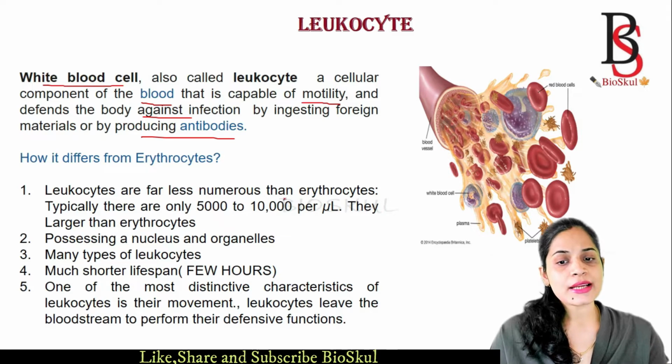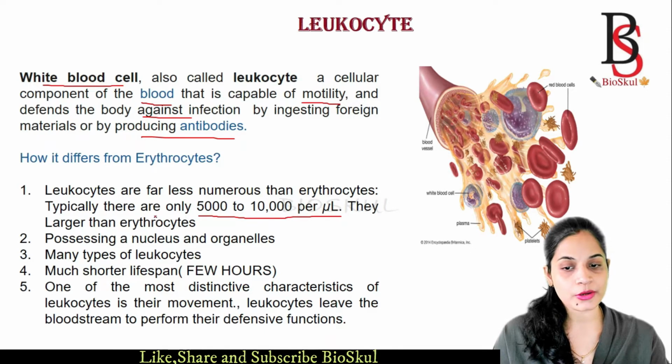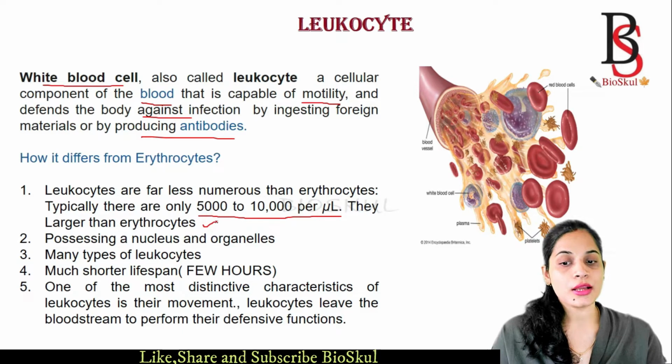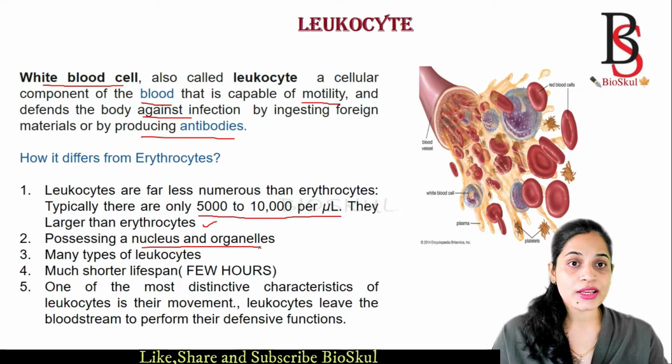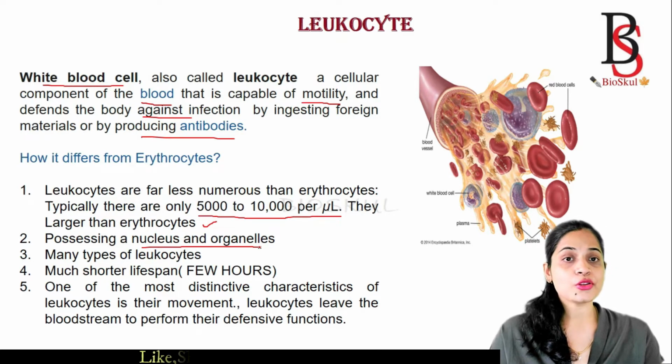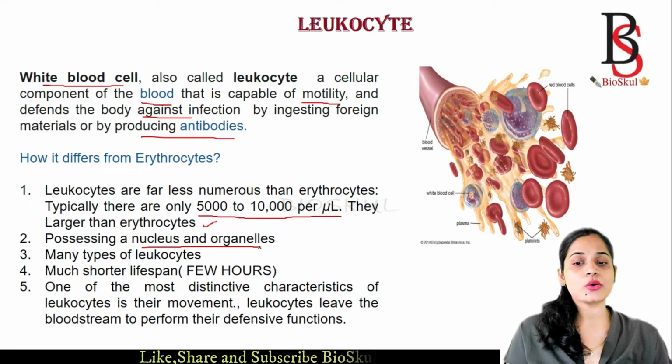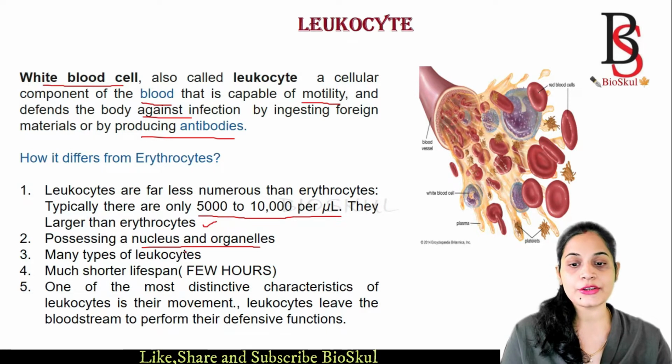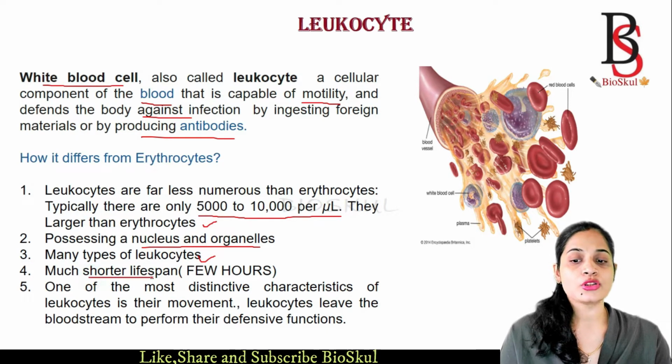The leukocytes are far fewer than the erythrocytes. Typically it is about 5000 to 10,000 per microliter of blood. Its size is larger than the erythrocyte. White blood cell is known as a complete cell because it possesses both the nucleus and the organelles, whereas in the erythrocyte, nucleus and organelles are absent. Erythrocytes are a single type of cell, whereas leukocytes are of many types. We will see in later slides. And the leukocytes have a shorter lifespan, about a few hours, whereas the erythrocyte lives about 120 days.